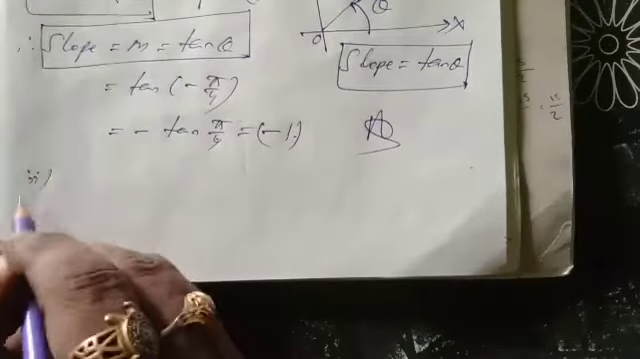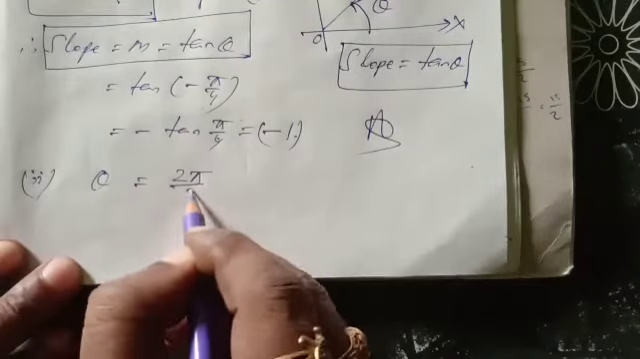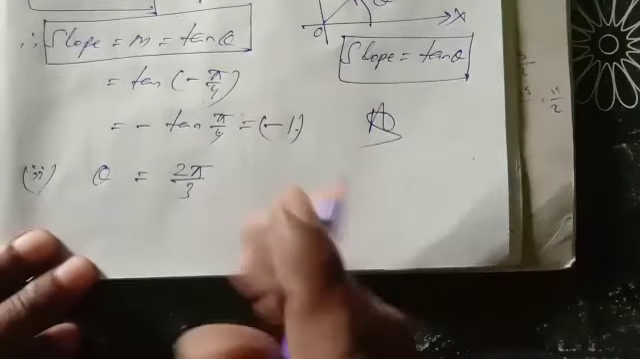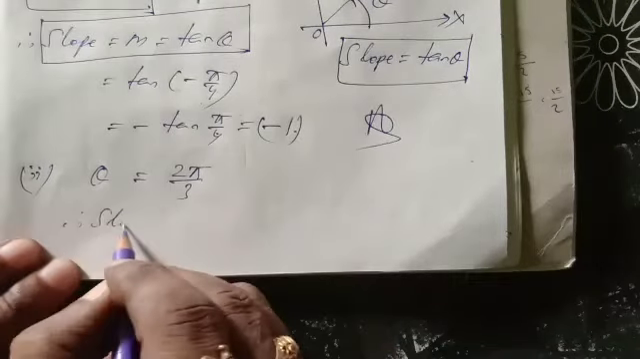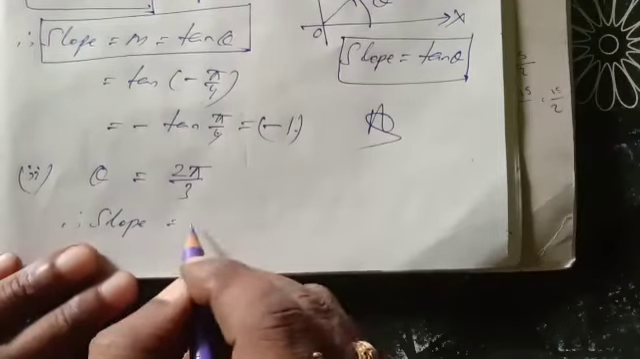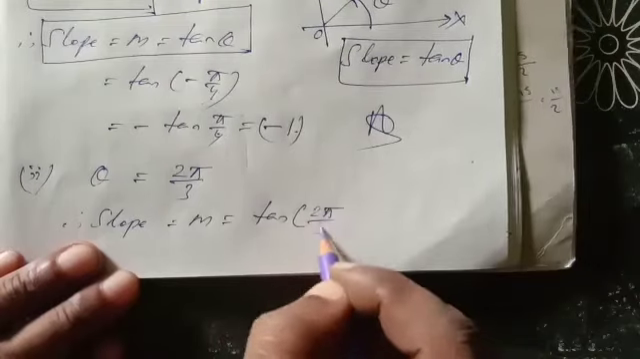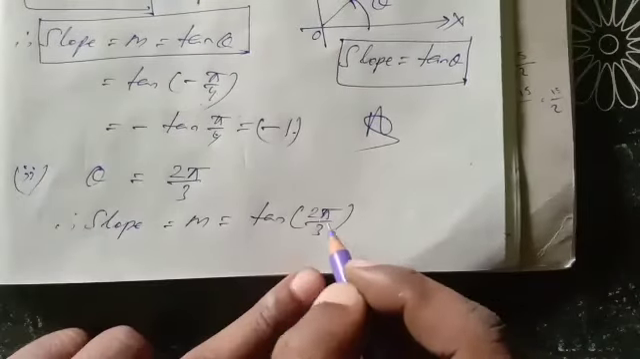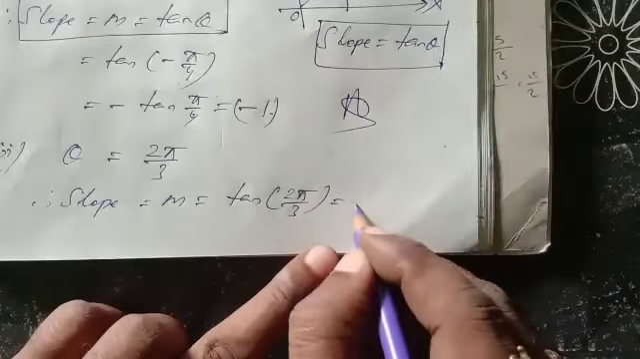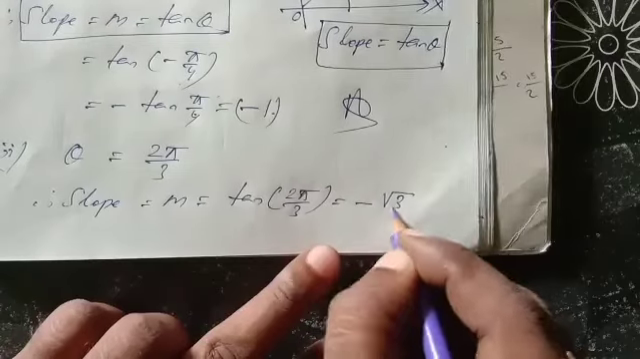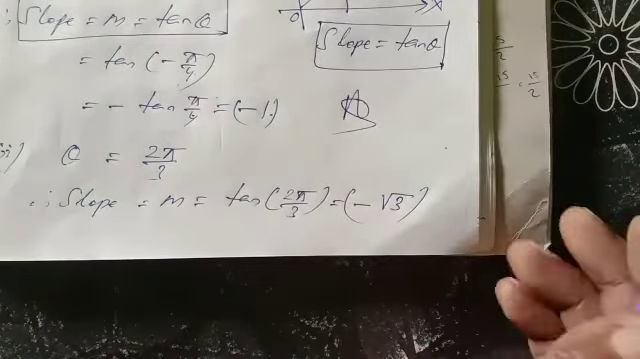The second part, the angle of inclination given is 2 pi by 3. Pi by 3 means 60, so 2 pi by 3 means 120 degrees. Therefore, the slope of the line is m equal to tan theta, where theta is 2 pi by 3, that is 60 into 2, 120 degrees. Tan 60 is root 3, so tan 120 will be minus root 3. The slope of the line is minus root 3. Let us go to the next one.